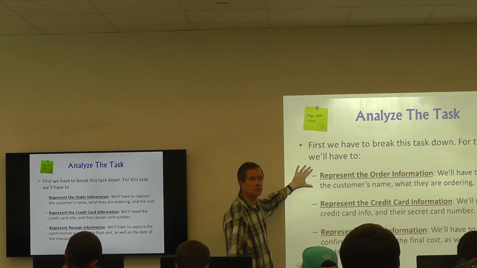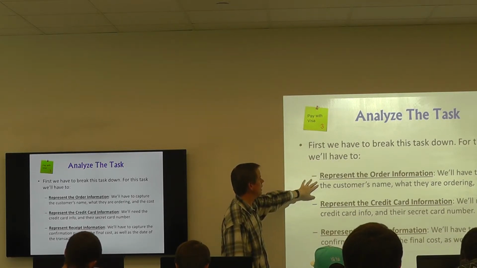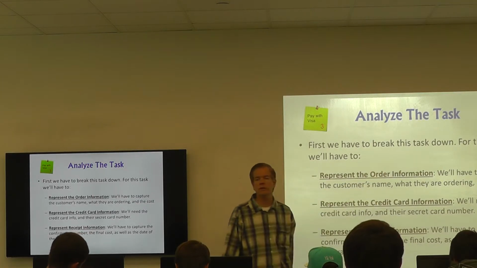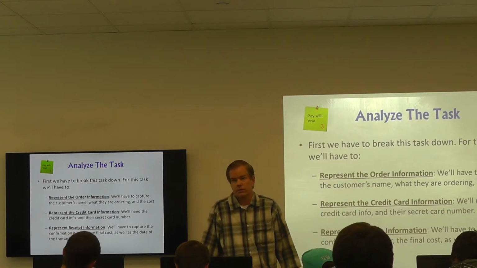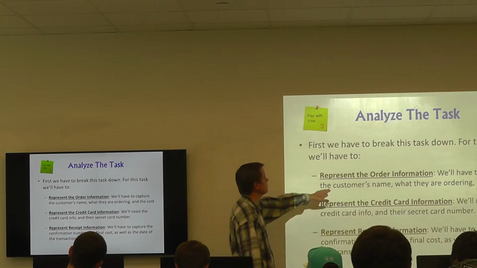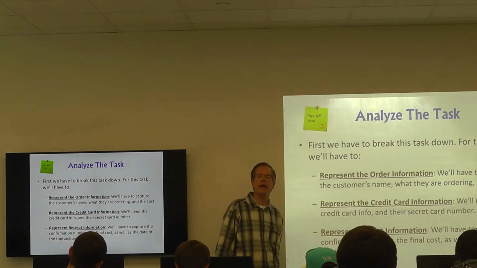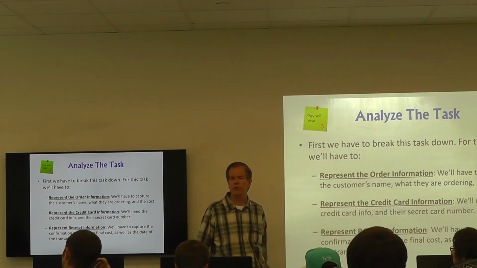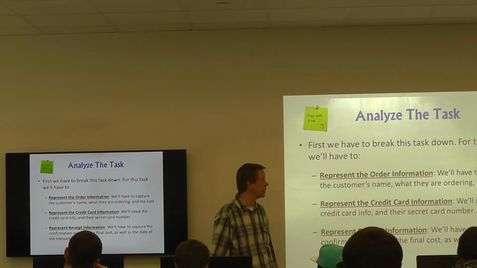Okay. So if we think about the Pay with Visa feature, what's it actually going to have to do? Well, let's think through what this design is going to be. There's going to be order information, right? If somebody's paying with their Visa card, they have to place an order. Okay? So we're going to capture the customer's name, what they're ordering, and the cost. Every time you order from Amazon, those are 3 things that you have to put in, right?